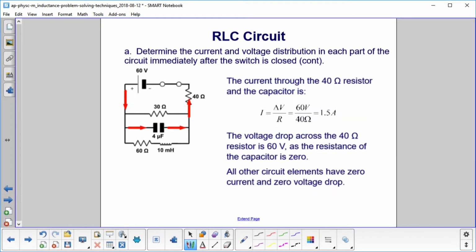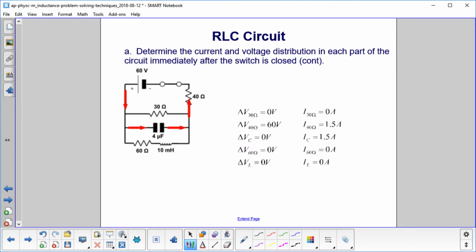So our circuit is entirely composed now of just the battery, the capacitor, and this resistor here. So the total current will be the battery voltage over this resistor. So it's 1.5 amps. So therefore, the voltage drop across here is also 60 volts. All the voltage supplied by the battery gets dropped there. There's no voltage here or here or here because there's no current flowing. So V equals IR, no current, no voltage drop.